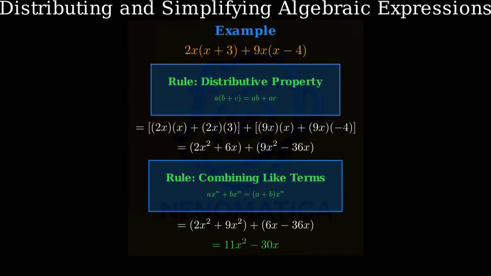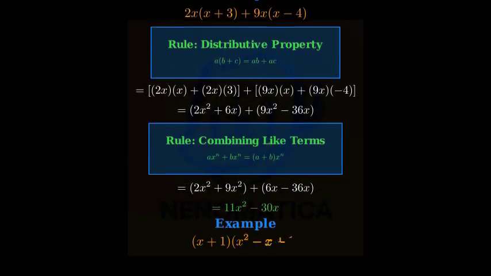Let's combine the like terms now. 2x squared plus 9x squared gives us 11x squared. 6x minus 36x gives us negative 30x. Now, let's move on to our second example.